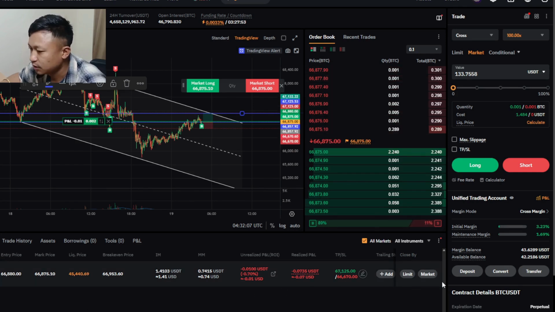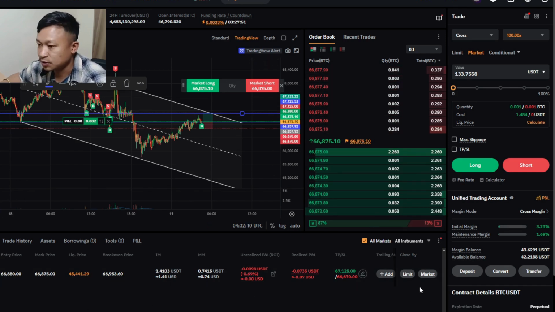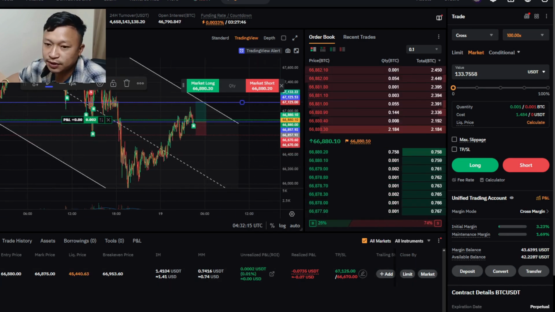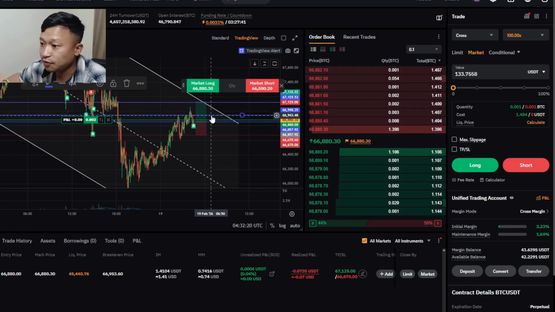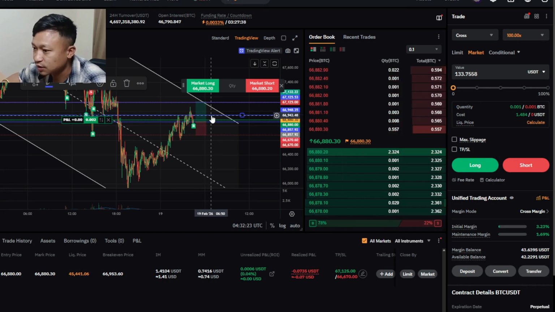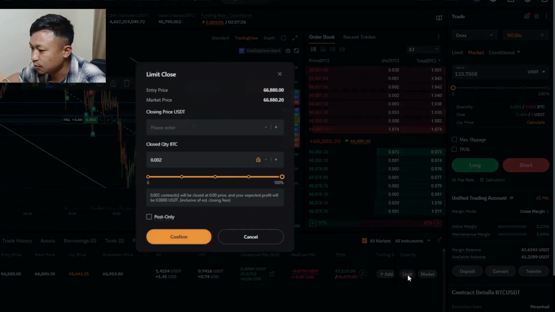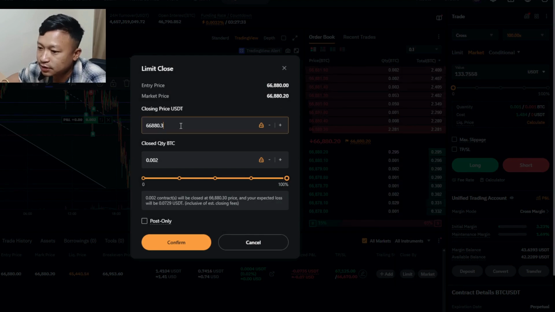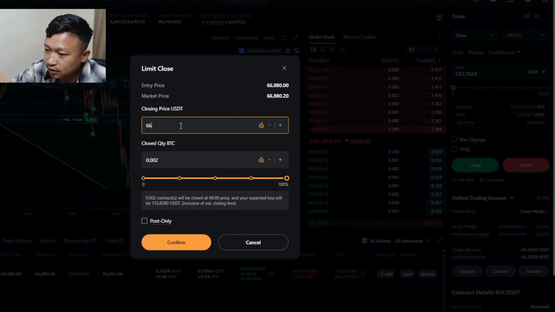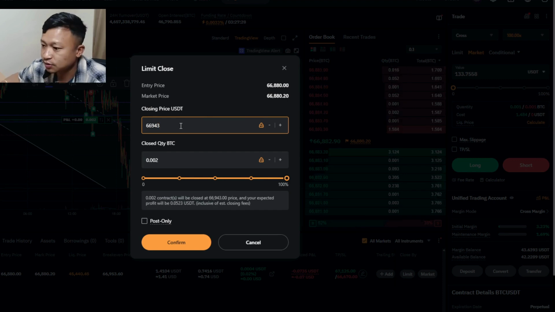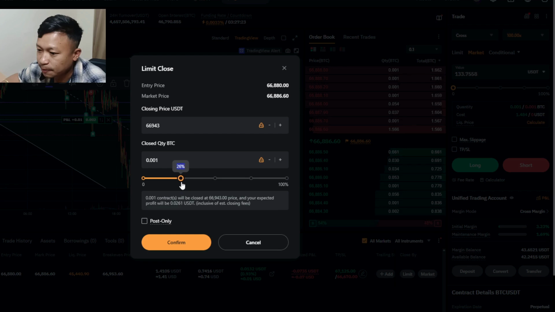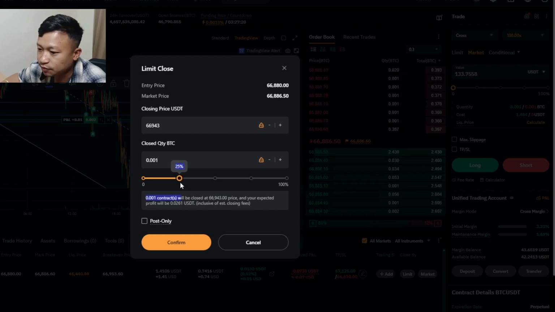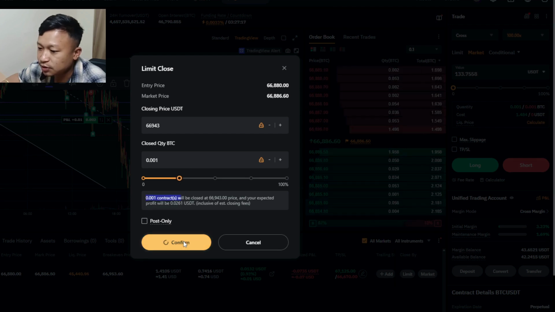For example, if you want to set your TP1 and TP2, say TP1 is around $66,943. You come over here and set $66,943. That's going to be a TP. Then how much do you want to book your profit? You can book from here, for example 25%. Just confirm it.